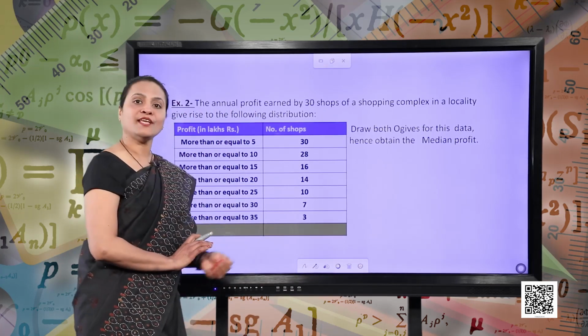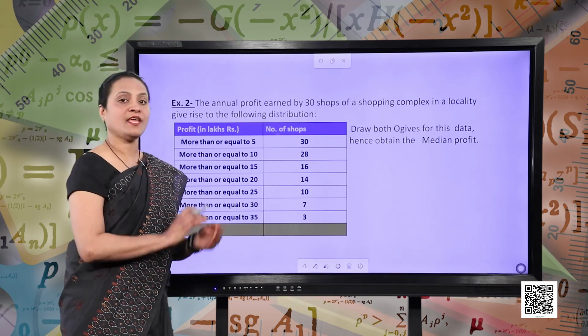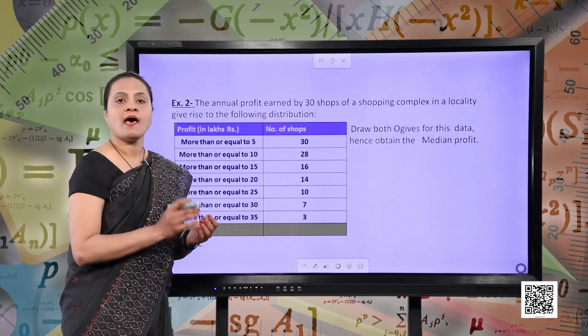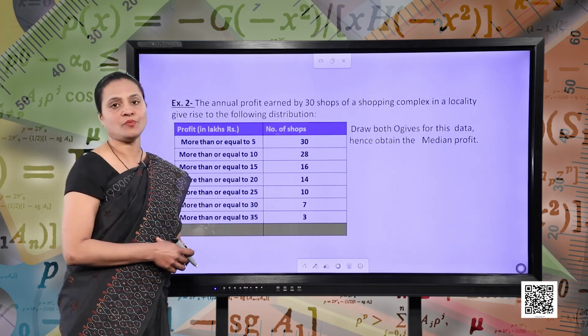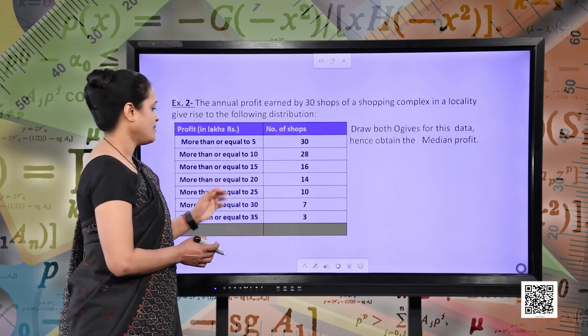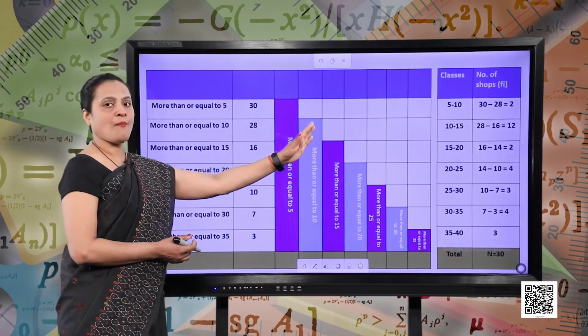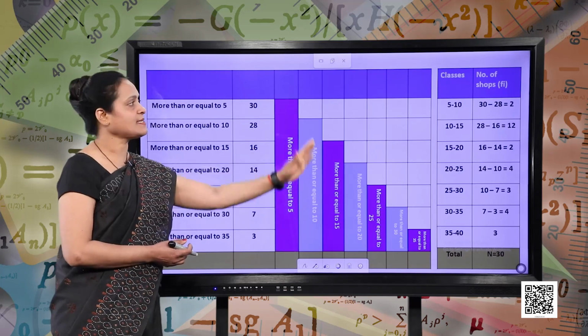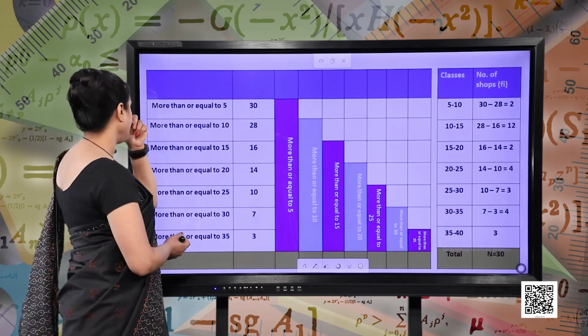So, as we need to draw both types of ogives, we need class intervals and then the less than type cumulative frequency distribution table. First we will convert it into the form of having class intervals and frequencies. For that, let us look at the data.